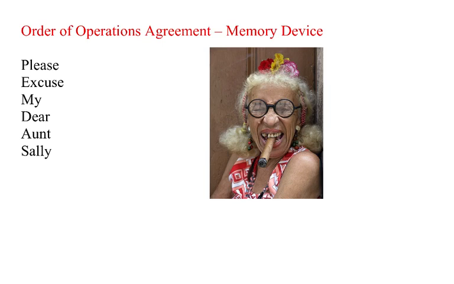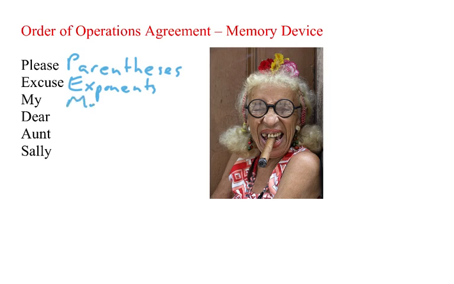Now, the letters in Please Excuse My Dear Aunt Sally obviously represent the same things as in the order of operations agreement we looked at on the previous slide. The P stands for parentheses. If there are any parentheses in the statement, we simplify what is inside the parentheses first. The E stands for exponents. So if there are any exponents, we will simplify those, and they may be within the parentheses, but we look at the parentheses first and then the exponents.